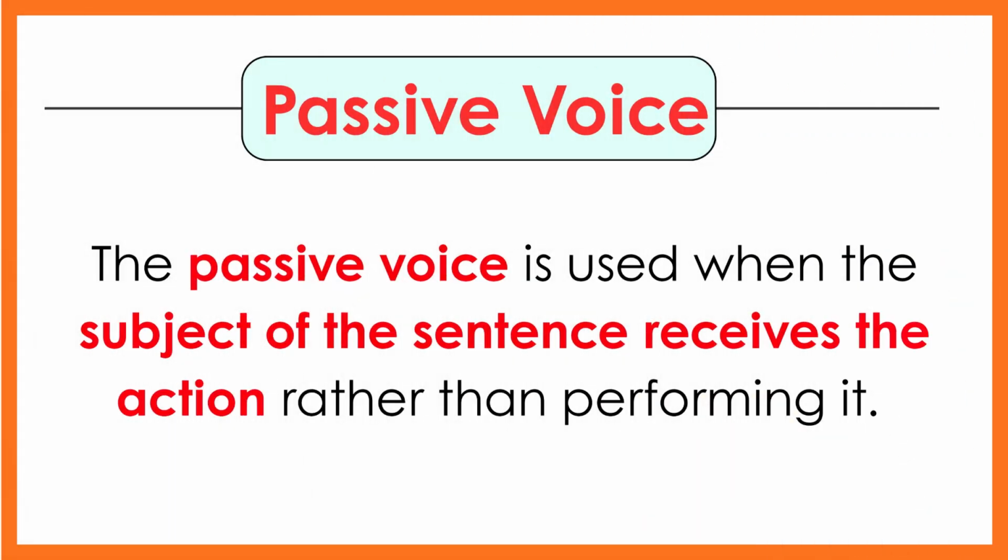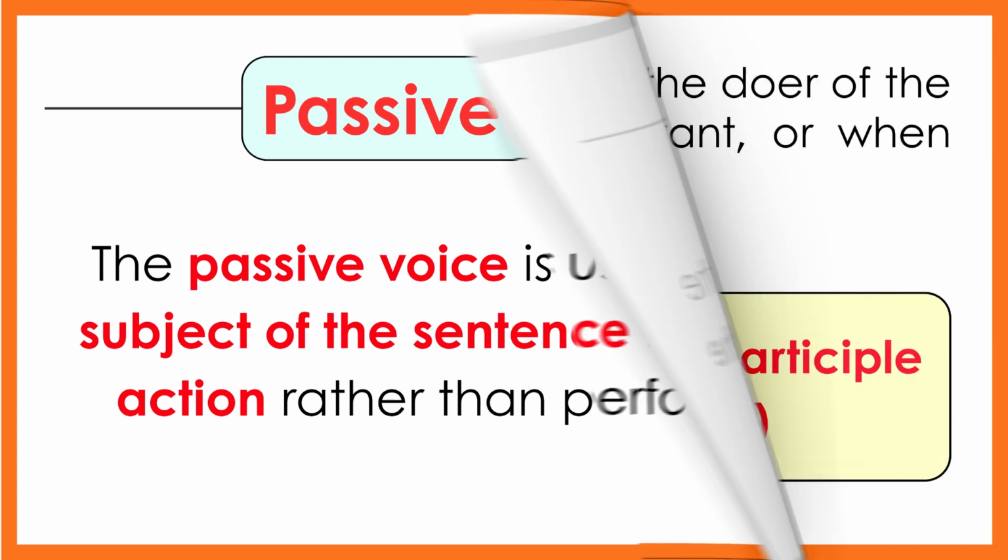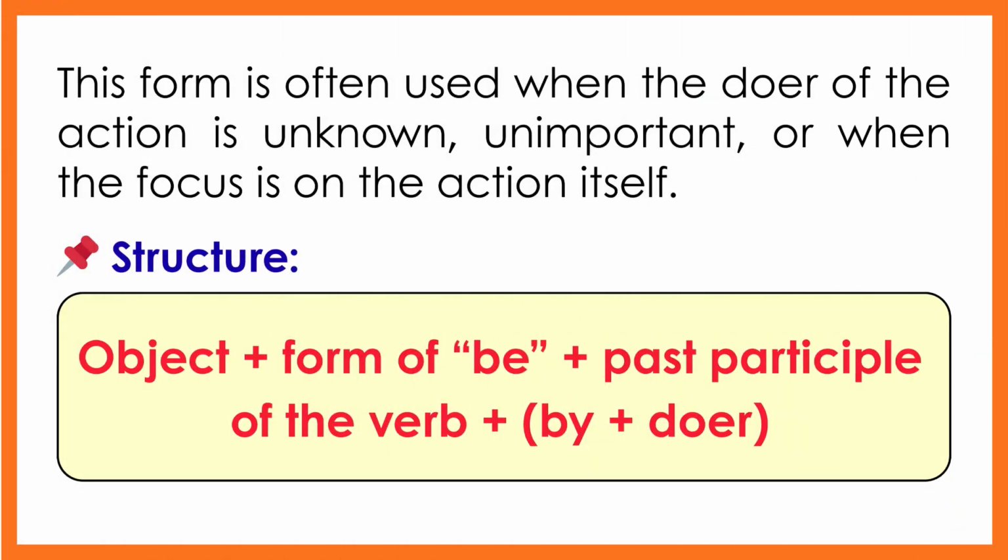What is a passive voice? The passive voice is used when the subject of the sentence receives the action rather than performing it. This form is often used when the doer of the action is unknown, unimportant, or when the focus is on the action itself. Passive voice structure: object plus form of be plus past participle of the verb plus by plus doer.